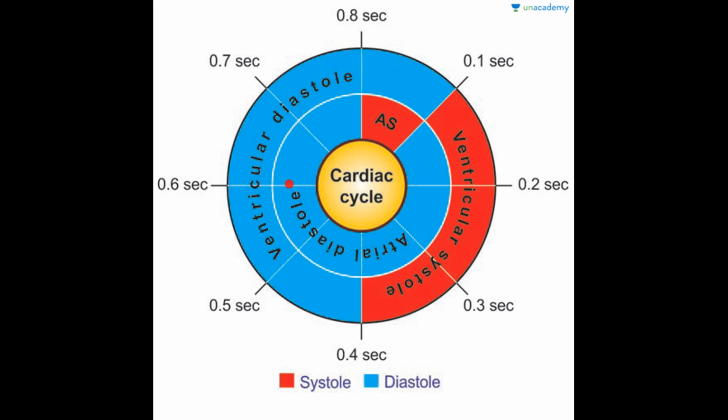Now in cardiac cycle the atrial systole is for 0.1 seconds while atrial diastole is 0.7 seconds, and ventricular systole is 0.3 seconds, while ventricular diastole is 0.5 seconds. Moreover, atrial systole and ventricular systole do not overlap.